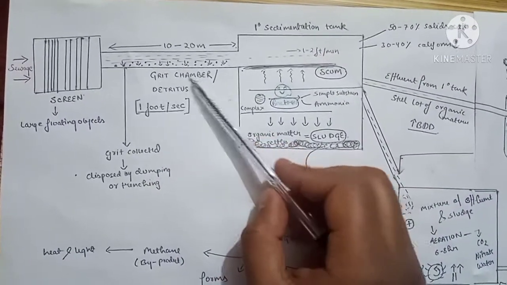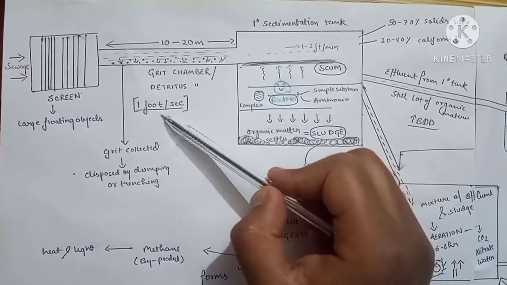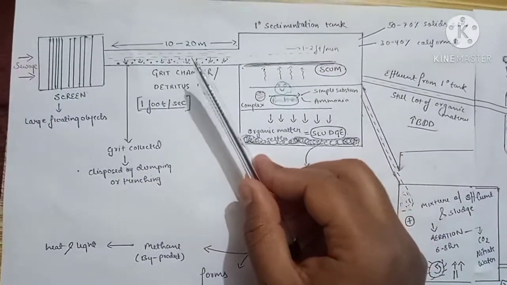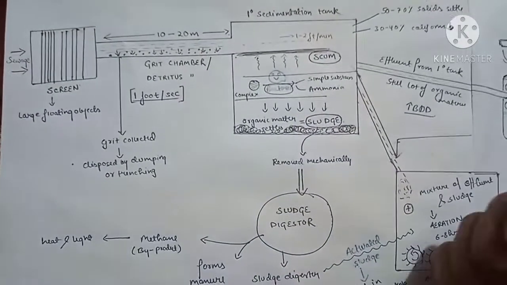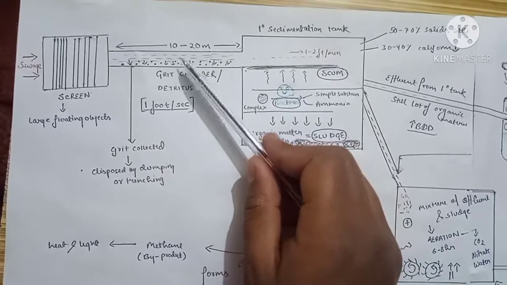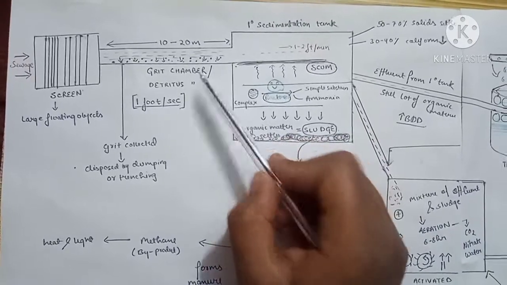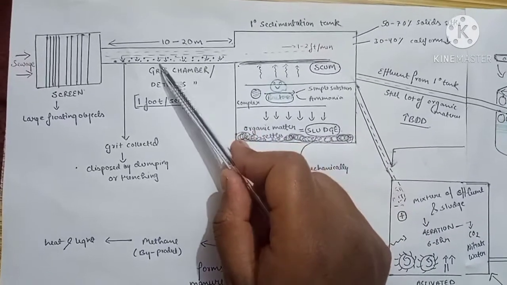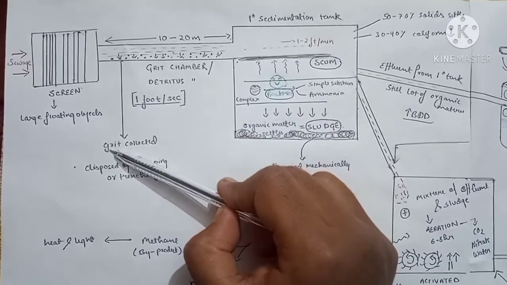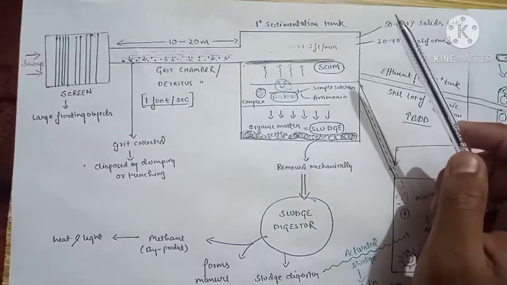Now this is like a narrow canal, around 10 to 20 meters long, and the flow velocity here is 1 foot per second. The detention time for which the sewage is going to stay is around 30 seconds to 1 minute. During this detention period, the solids that are large in size will settle down on the floor of this grit chamber. These solids that settle down are known as grit, and they are collected. This grit is disposed of by either dumping or trenching, which we have already discussed.